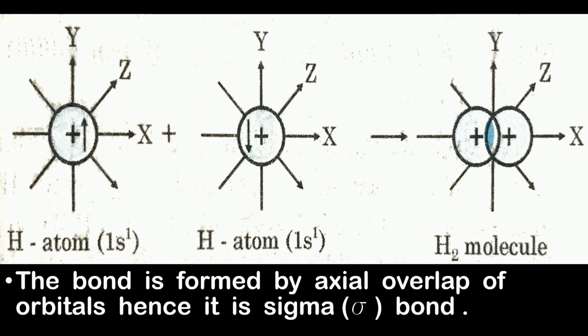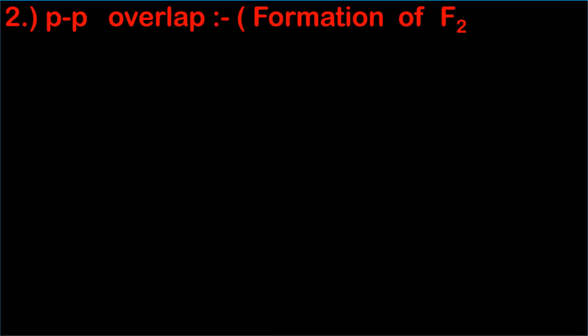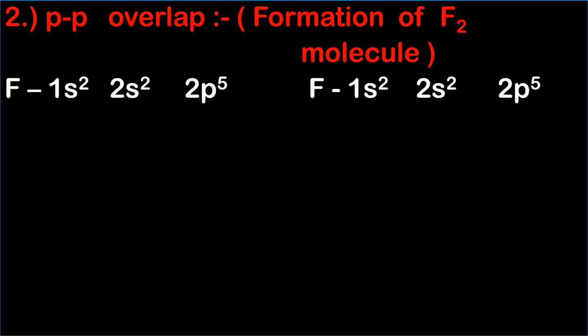Now moving on to the other type, that is p-p overlap. From the heading itself we get to know that the p orbital of one atom is going to overlap with the p orbital of another atom. We are going to understand this with the help of the formation of an F2 molecule. For an F2 molecule you obviously require 2 fluorine atoms. So let us write the electronic configuration of the 2 fluorine atoms.